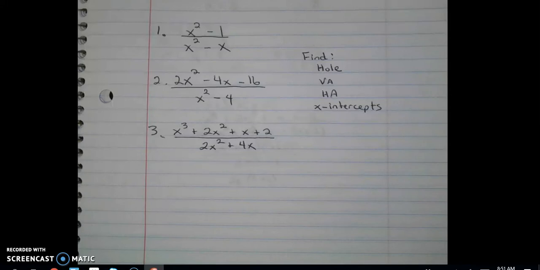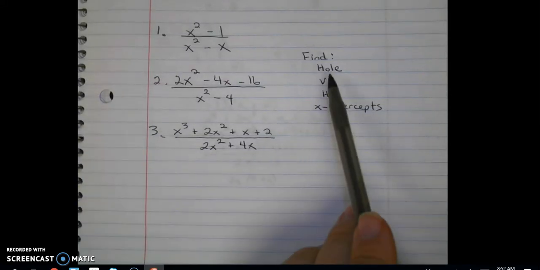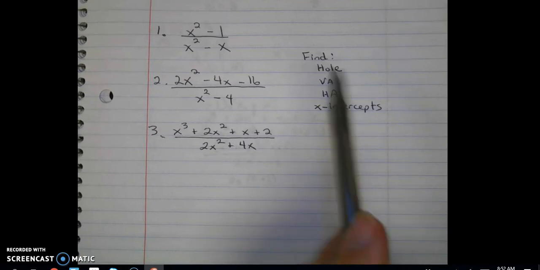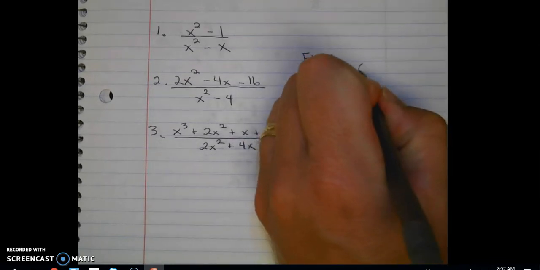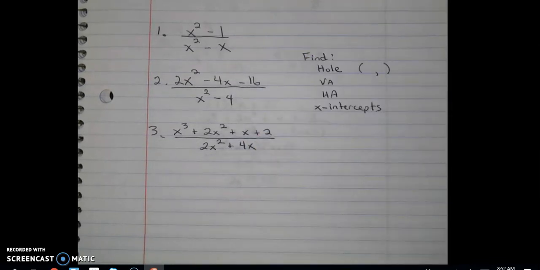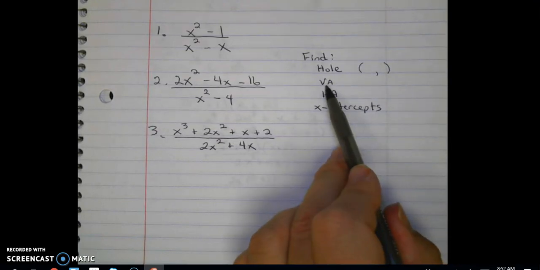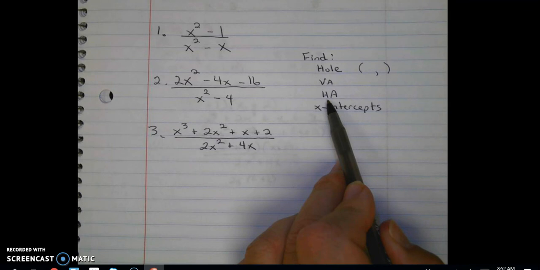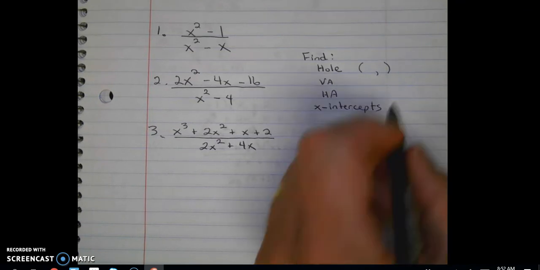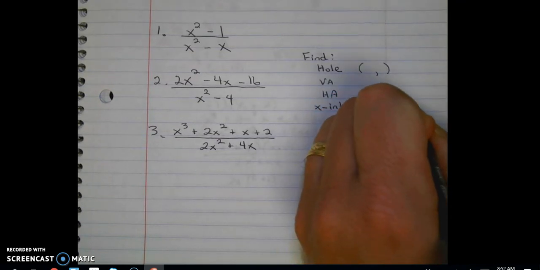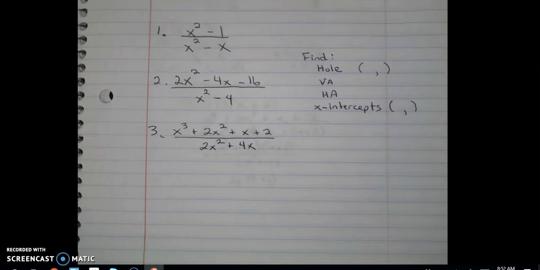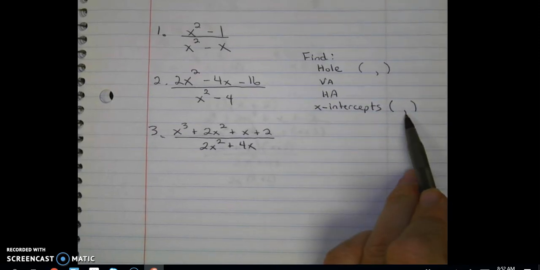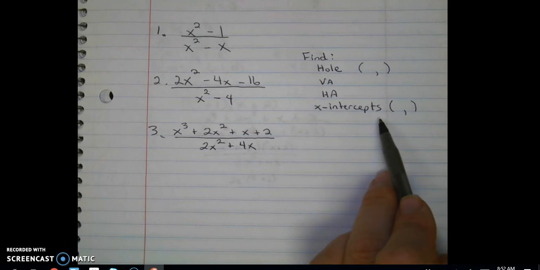Okay, so here are your 3 problems. I want you to find any holes that exist. Make sure you give me the coordinate of the hole. Give me any vertical asymptotes that exist, horizontal asymptotes, and all x-intercepts. Make sure you give me the x-intercept as a coordinate or coordinates. And be sure to show all of your work on how you found these.